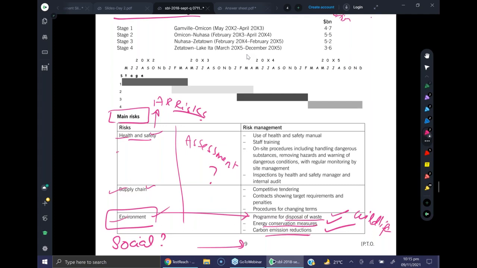So that is PID. Any questions? Yeah, so the risk of pressure groups. So Ikra is very right that we can also add the risk of pressure groups, the people protesting against construction of this road, etc.